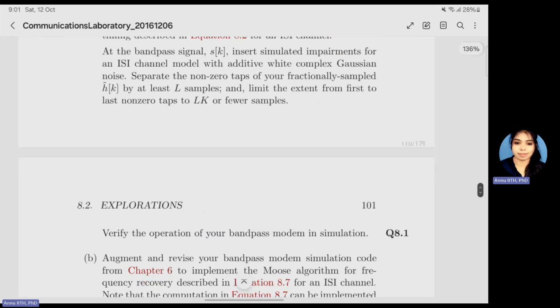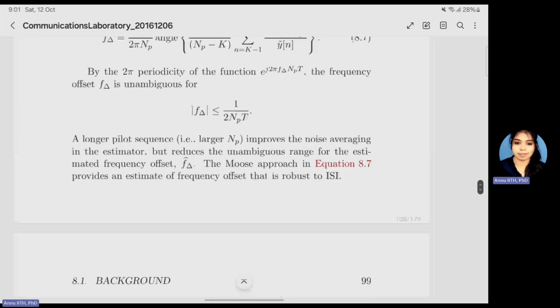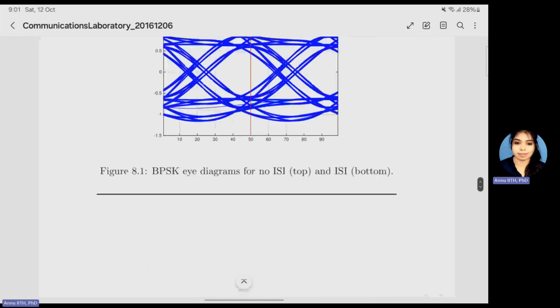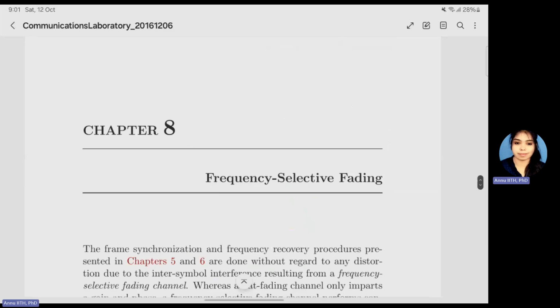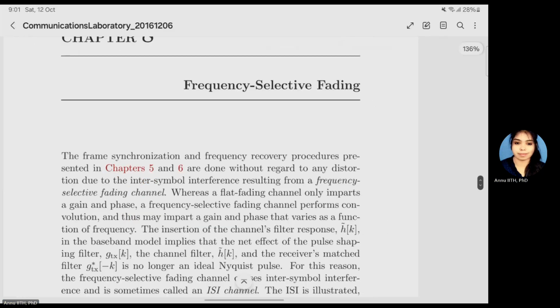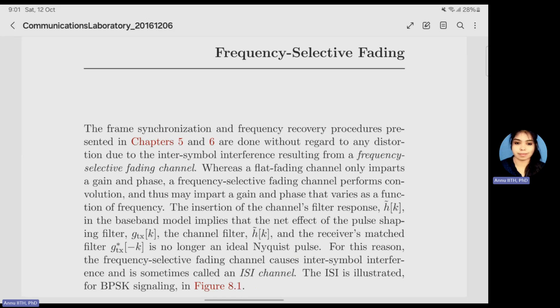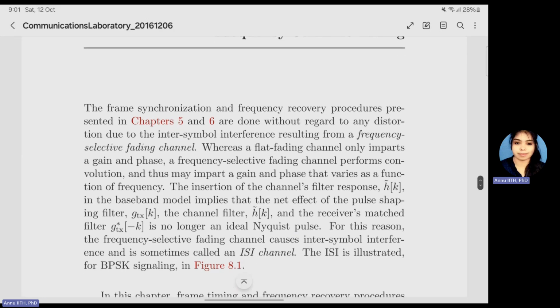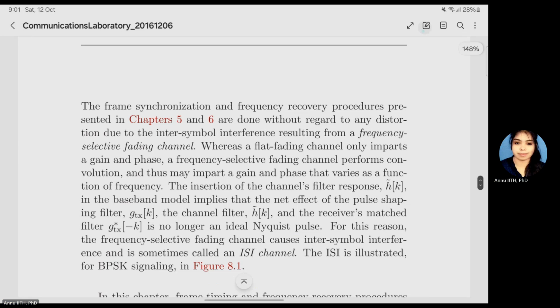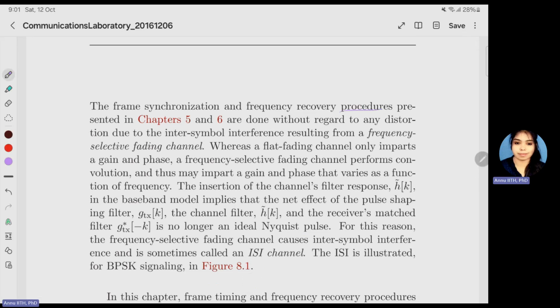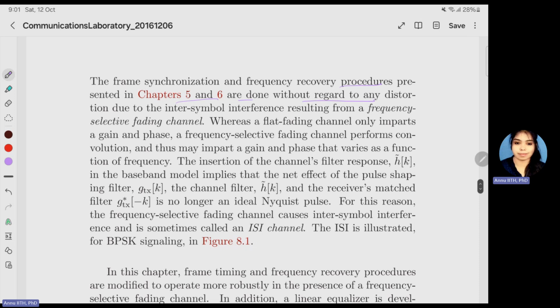Frequency flat selective coding was one of the topics in week 11 and 12, so I'll start from that. Basically, the frame synchronization and the frequency recovery procedures presented in chapter 5 and 6 are done without regard to any distortion due to intersymbol interference resulting from frequency selective fading.